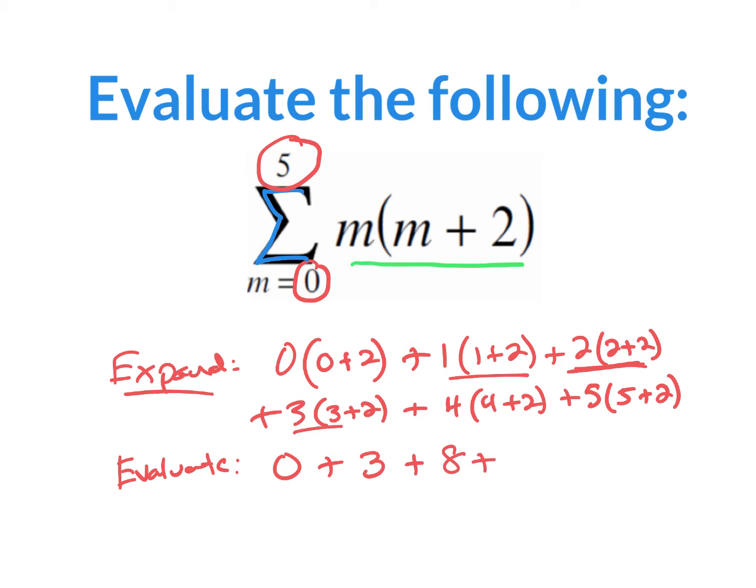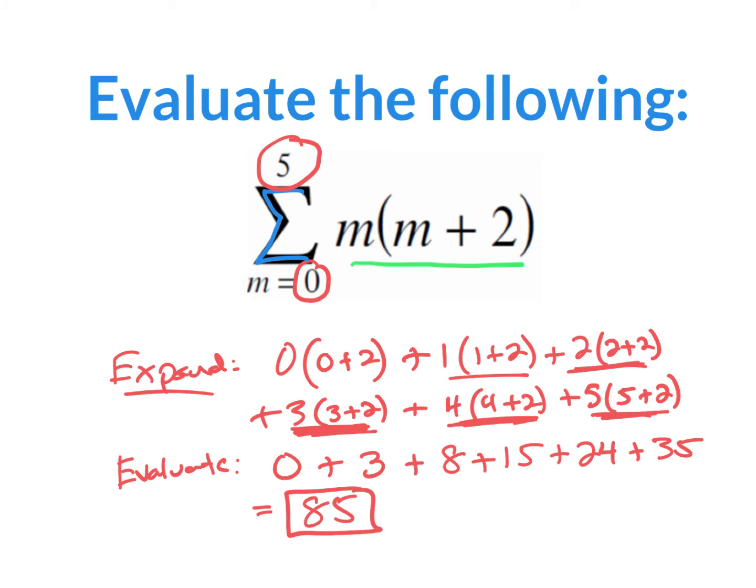And then if you look at the next one there, we got 3 times, looks like 5. That ends up being 15. Then it's 4 times 6, which would be 24. And then lastly, 5 times 7, which is 35. And so if we add all those up, looks like you get an answer of 85, and that would be my final answer here.